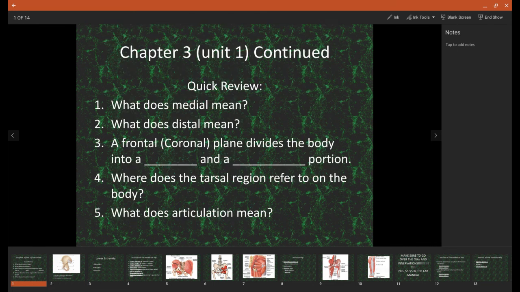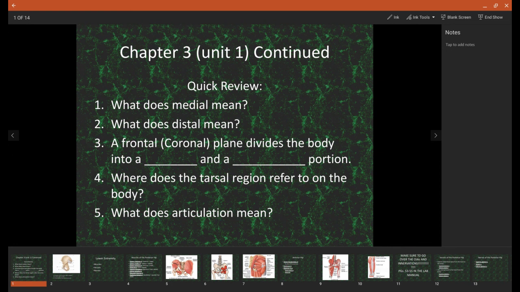So let's go back. Number 1, what does medial mean? Medial is going to mean closer to the midline. Number 2, what does distal mean? Distal is going to mean further away from an attachment point or a point of reference.